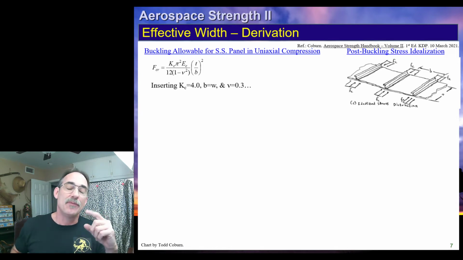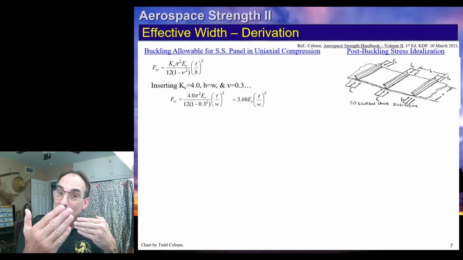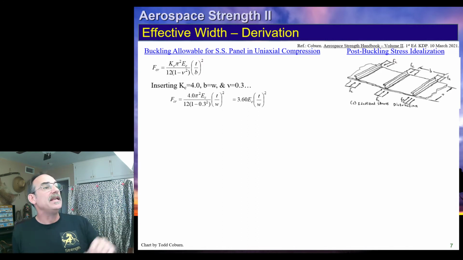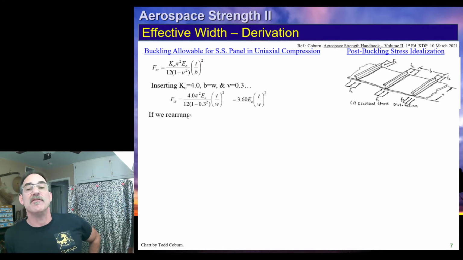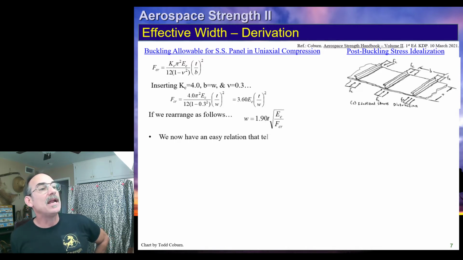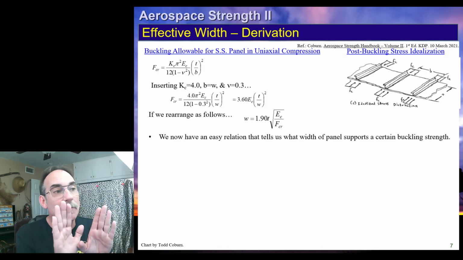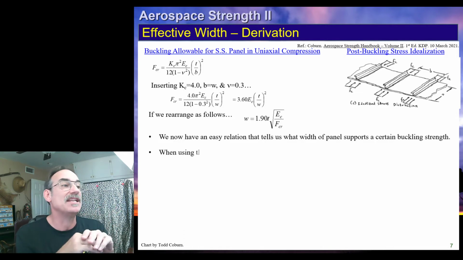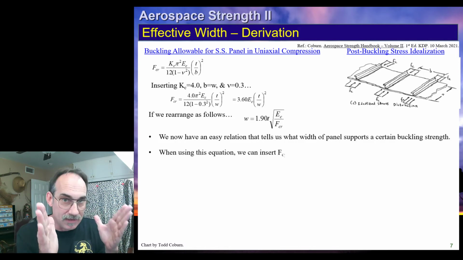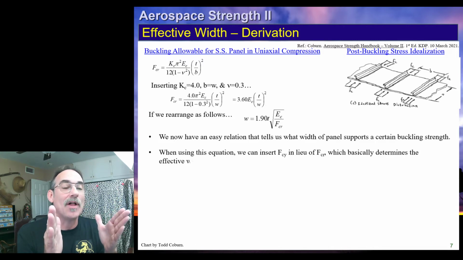If we assume simply supported edges all the way around the panel, that means both at the ends and along those edges, we get a buckling coefficient of 4, and we can plug in our frame spacing and our stringer spacing and such, and rearrange, and we can write the equation like this. So we basically solve for the effective width, leaving the buckling allowable in the equation, the effective width that holds the same allowable as the stringer.